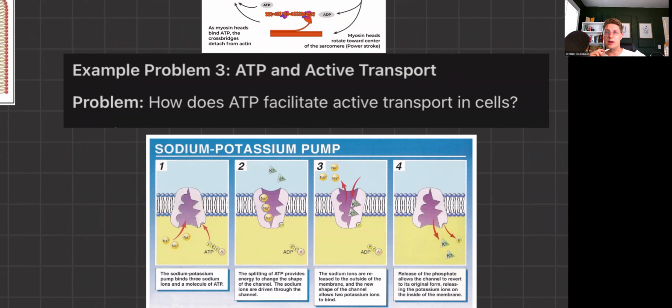For example, the sodium-potassium pump uses ATP to transport sodium out of the cell and potassium into the cell, maintaining essential electrochemical gradients. And we know that there's more potassium inside the cell and sodium outside the cell. So this takes energy because it's not something that'll just naturally happen. We're fighting entropy here. And whenever we're fighting entropy, it's going to cost a little bit of ATP.